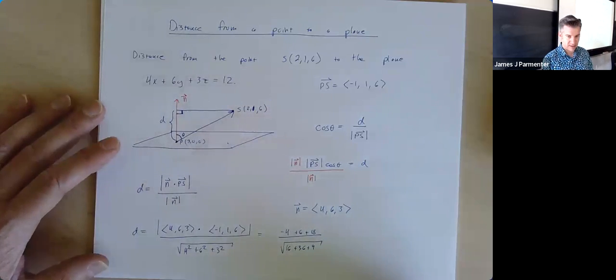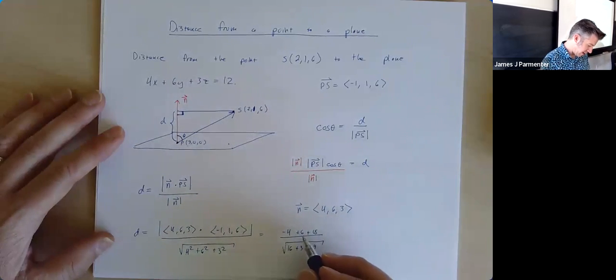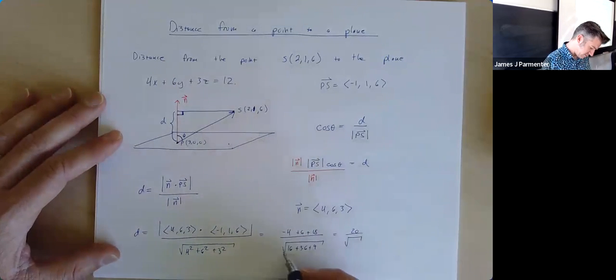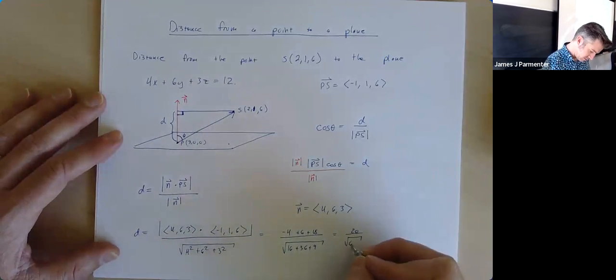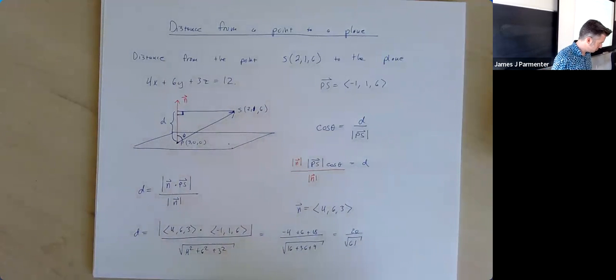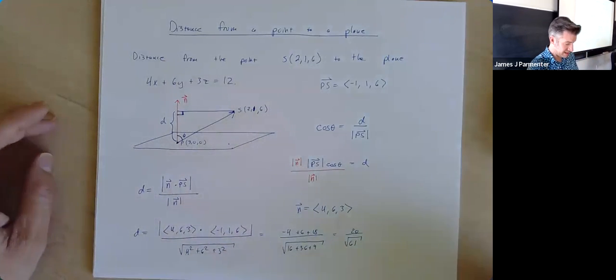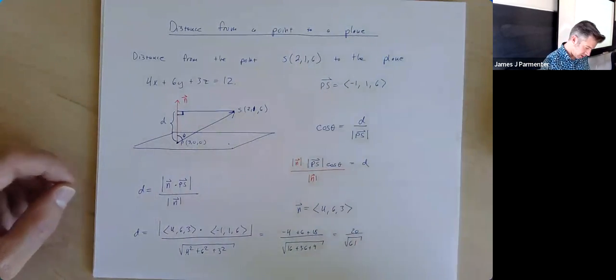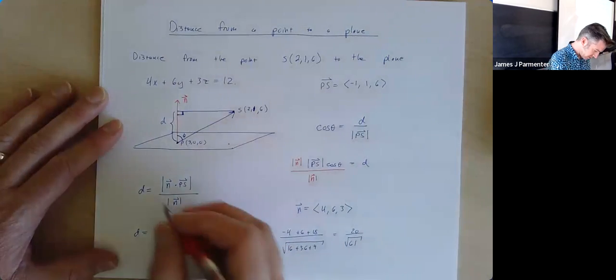And I dropped the absolute values because the top obviously is positive. So then you've got what? 20 divided by the square root of, I don't know, 50, 61. Yeah. And that is how you find the distance from a point to a plane. So here's the distance formula from a point to a plane.